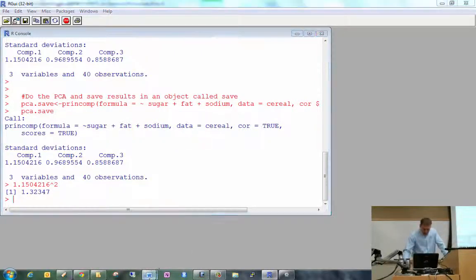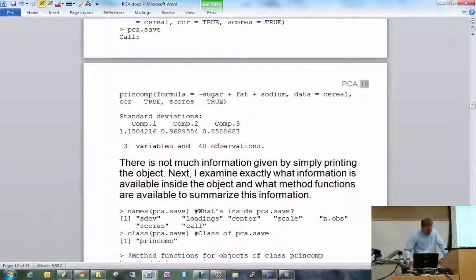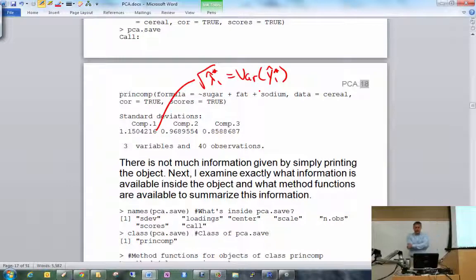So let me actually go over here. You could say that this is the square root of lambda hat star 1, which equivalently would be then the variance of the first principal component. In other words, the variance of y1 star hat, with a square root.